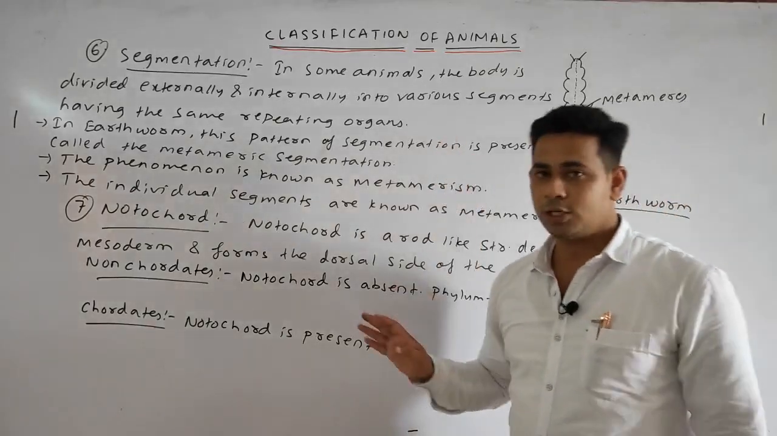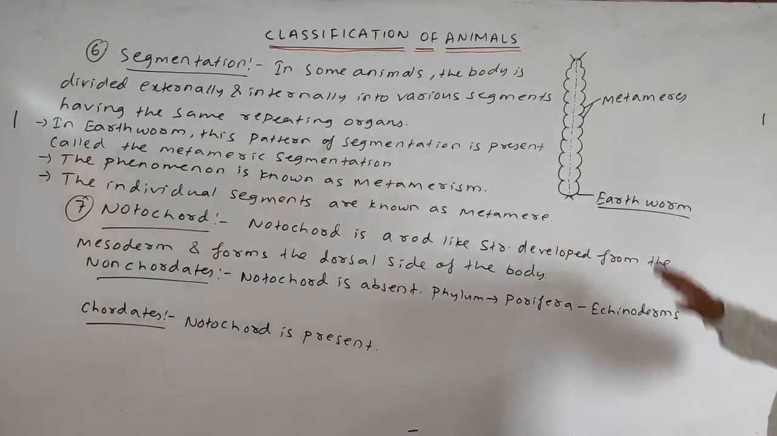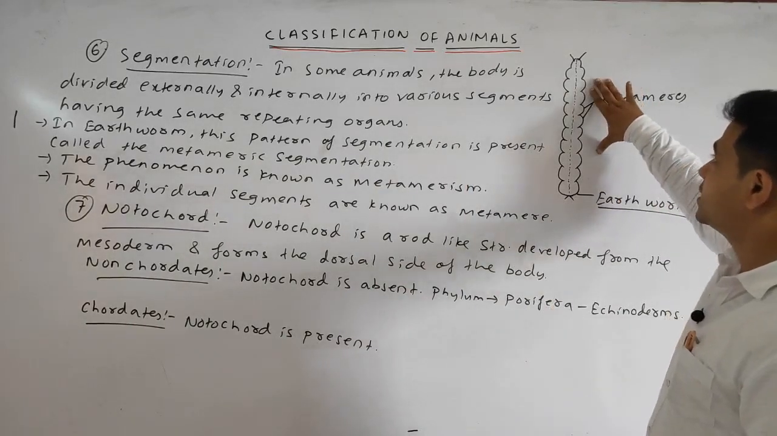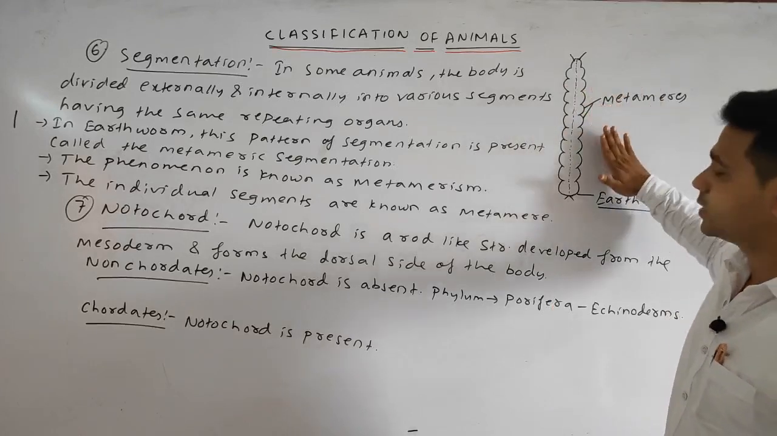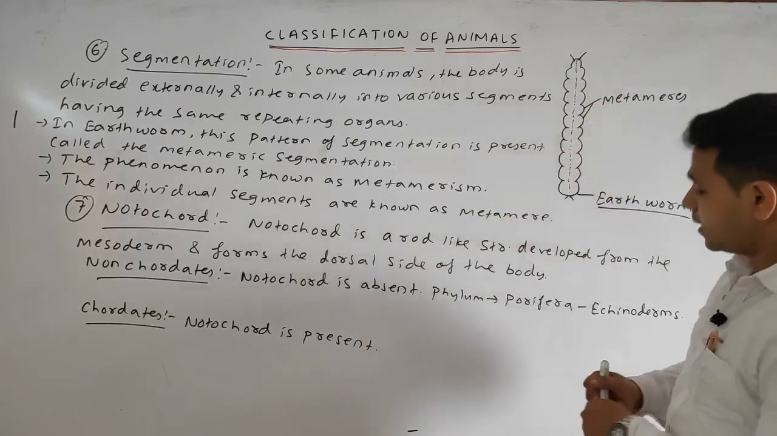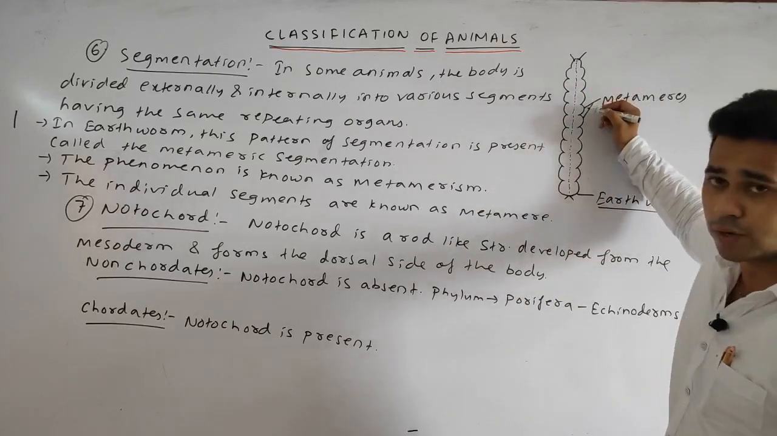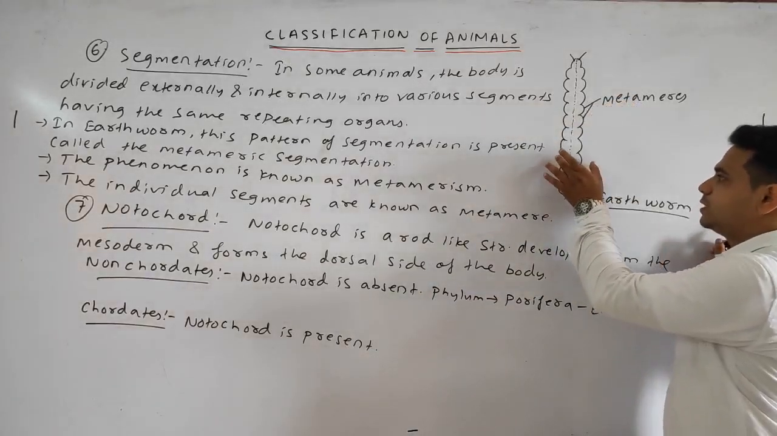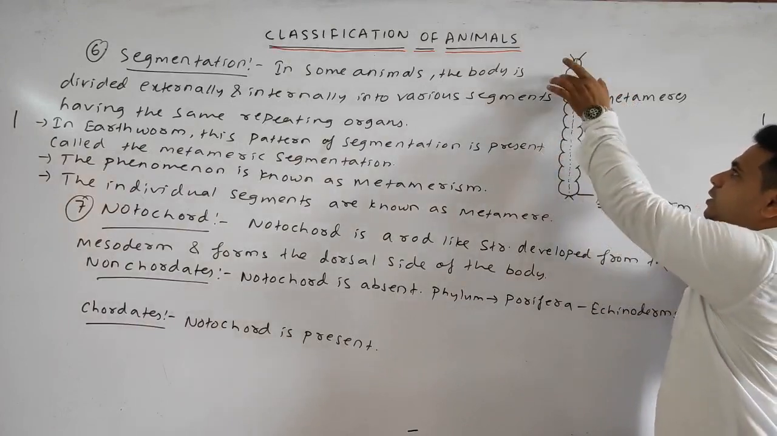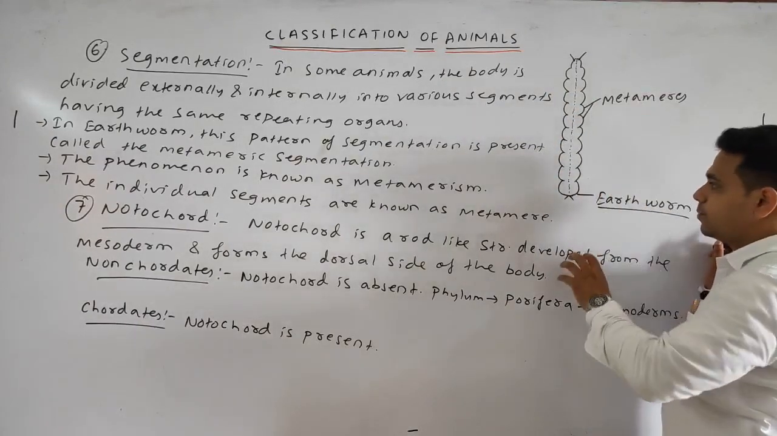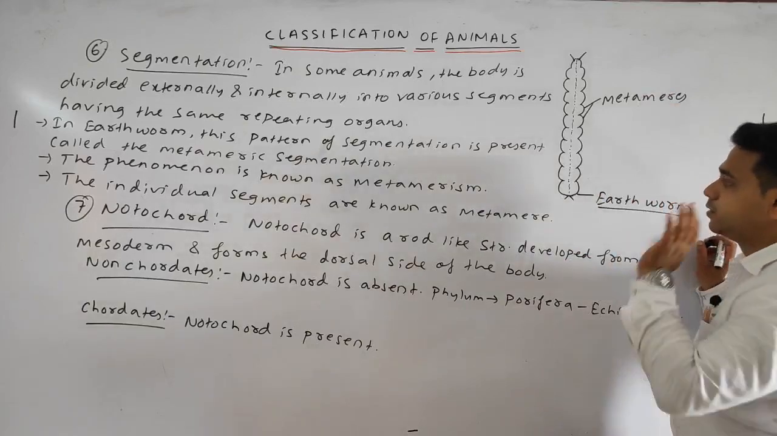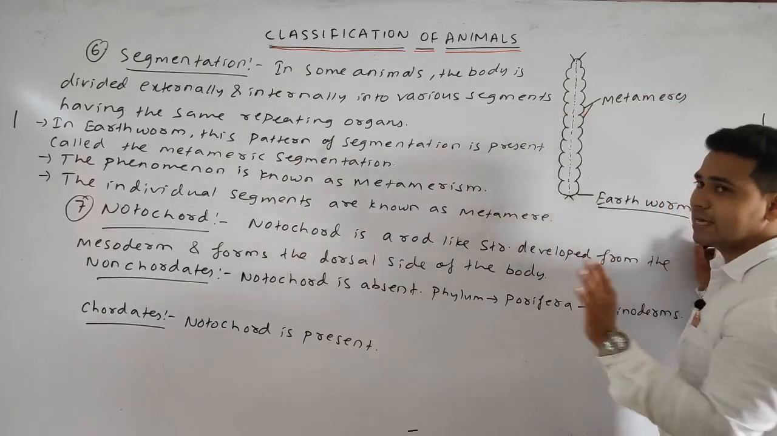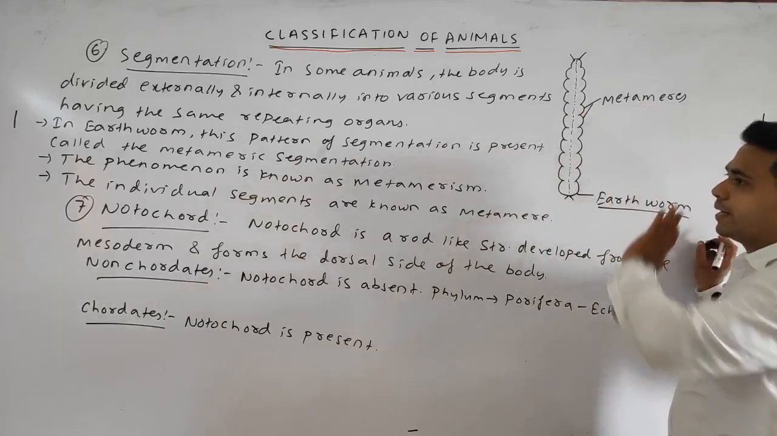And the segmentation we discussed. The segmentation means in some organisms or animals, the body is externally and internally divided into various segments which contain the same repeating organs. Okay, and suppose we are taking the earthworm case, this pattern is present. This is called metameric segmentation. Okay, and this phenomenon is called metamerism, and each individual segment is known as metamer, or the plural is metameres.